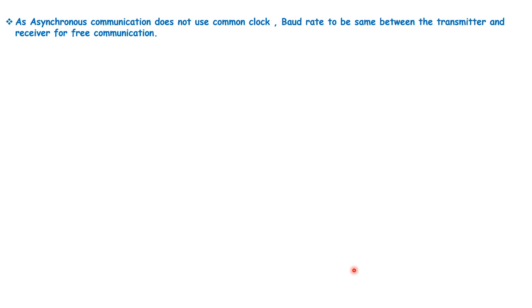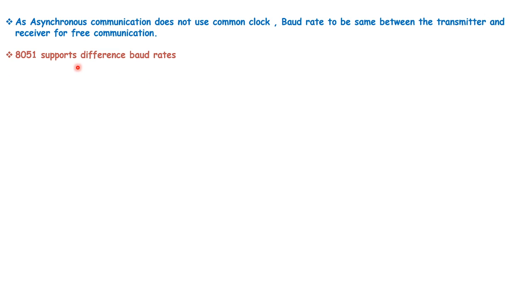In synchronous communication, the clocks of the transmitter and receiver should be equal, but this is not possible for long distance, so we use asynchronous communication. In asynchronous communication, no common clock is used and the clocks are different, so the baud rate must be the same between transmitter and receiver for error-free communication. Baud rate means bits per second. In 1 second, how many bits are transmitted is given by the baud rate.